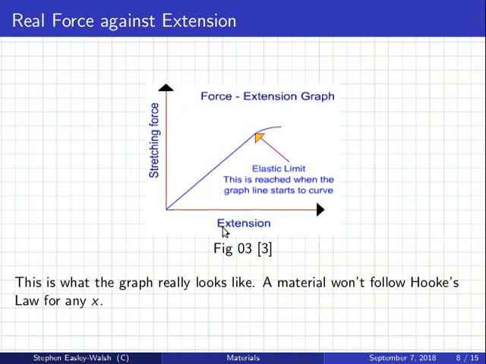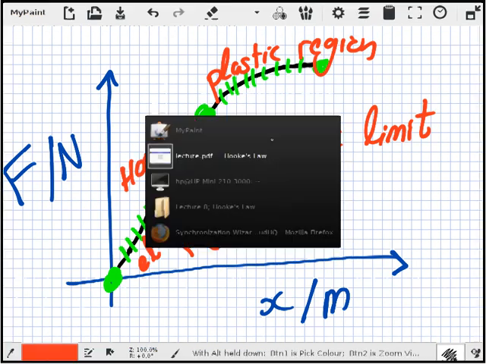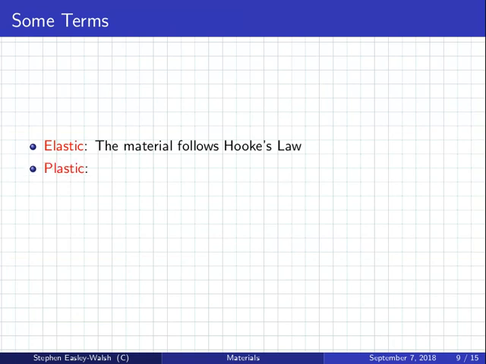So, in fact, Hooke's law is only true here. This is where Hooke's law would work. It doesn't work in the plastic region. Right, so some terms. Elastic, we know what that means. It means the material obeys Hooke's law. Plastic means it doesn't follow Hooke's law.